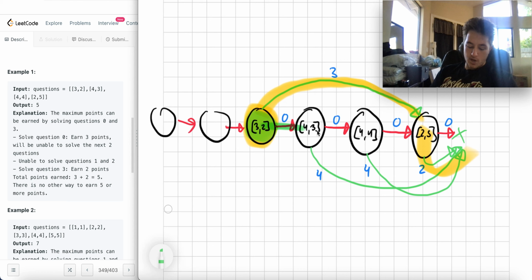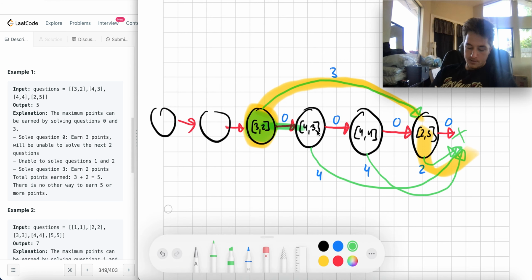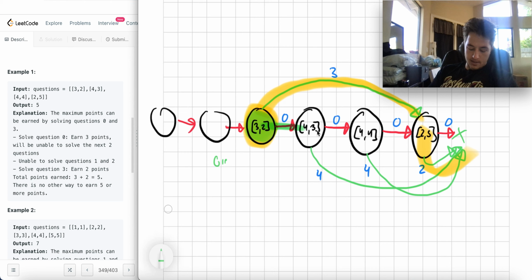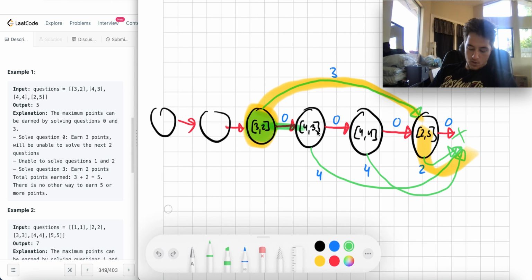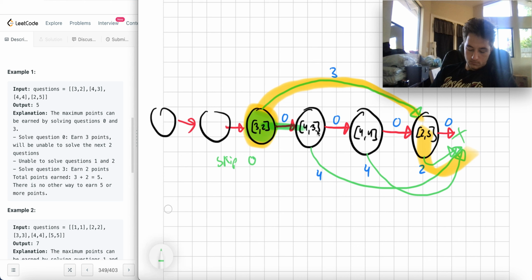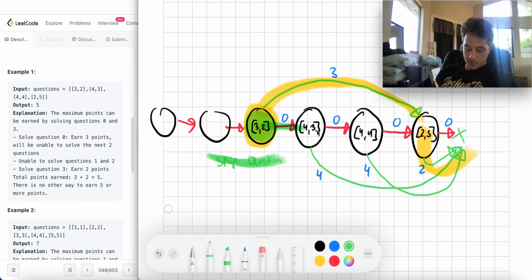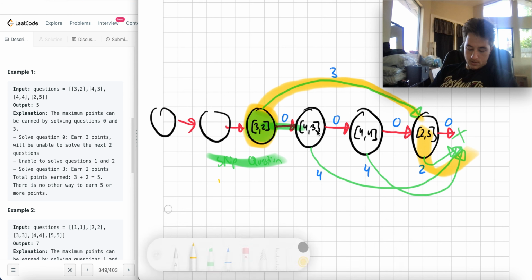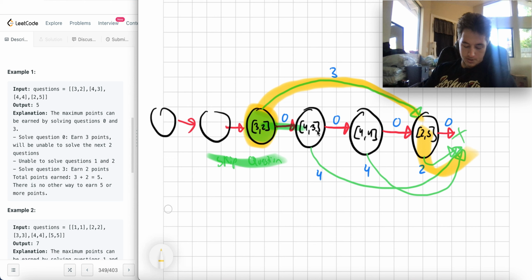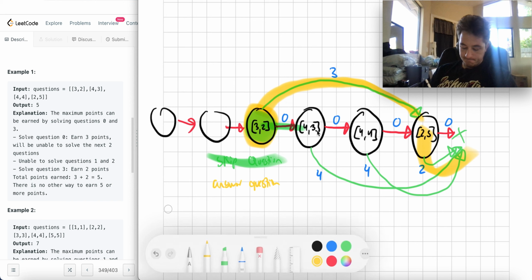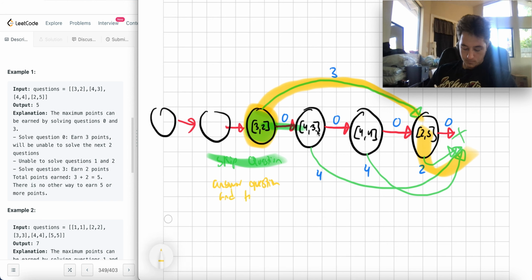Either you skip this question, which is what I'm showing in green. Green means skip question, meaning the green highlighting. Or yellow, which means answer question and take points.